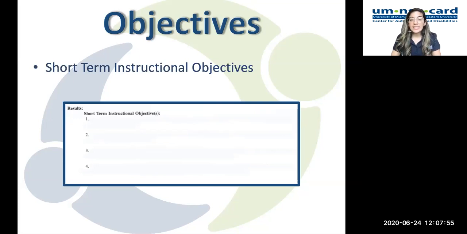And this is because ideally, if you're trying to meet an annual goal in 1 year, and there are 4 quarters in a school year, then ideally you are trying to master 1 objective per learning quarter per semester. So that's why we typically see 4. However, I've seen goals that have 2 objectives. I've seen goals that have 7 objectives. So again, the I in IEP is individualized, and all of this will be on a case-by-case basis.